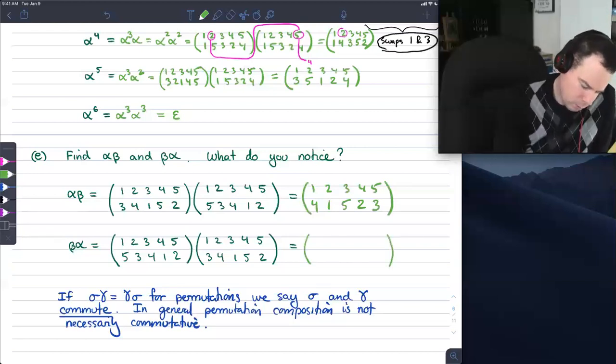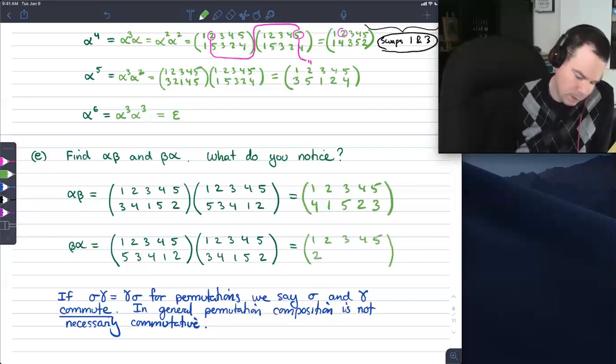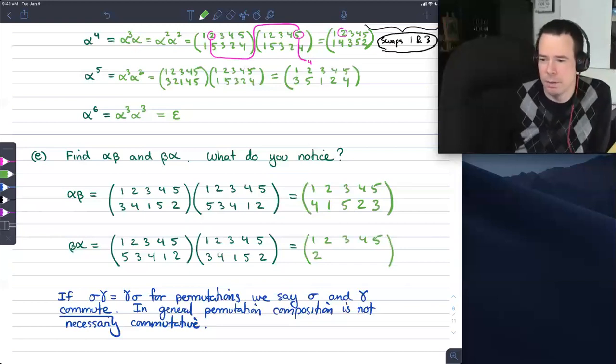What about the next one? 1, 2, 3, 4, 5. 1 goes to 5, which goes to 2. At this point, I already know something. What do I know? If we were ever wondering, does it matter which way we multiply permutations, whether I take alpha first or beta first, what do I know right at this moment? Does it matter? Does order matter?